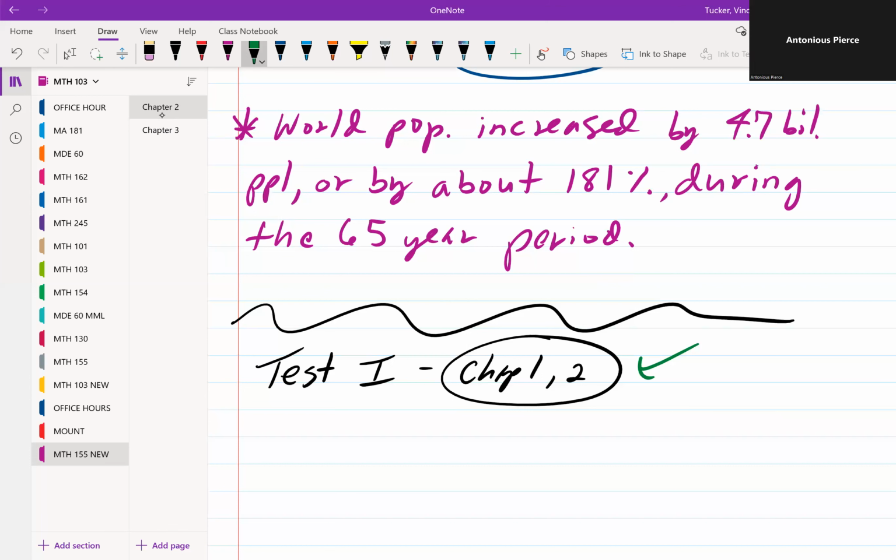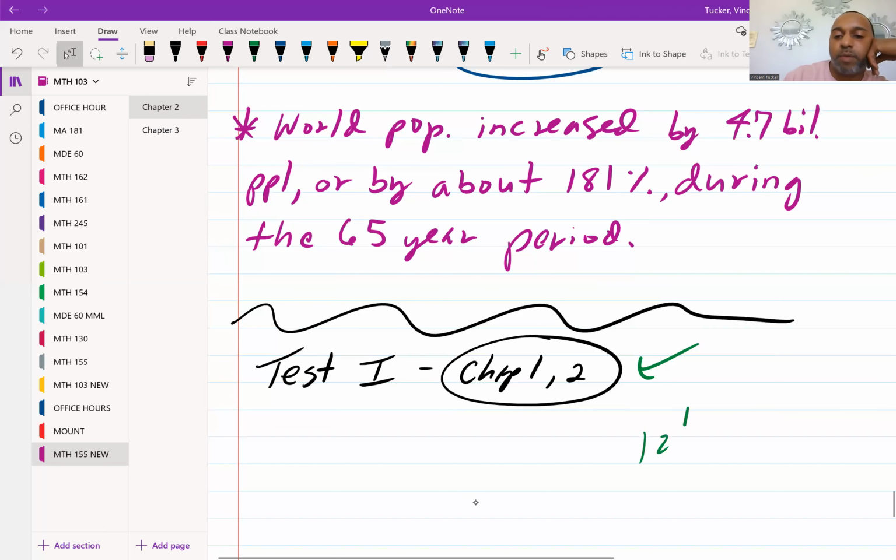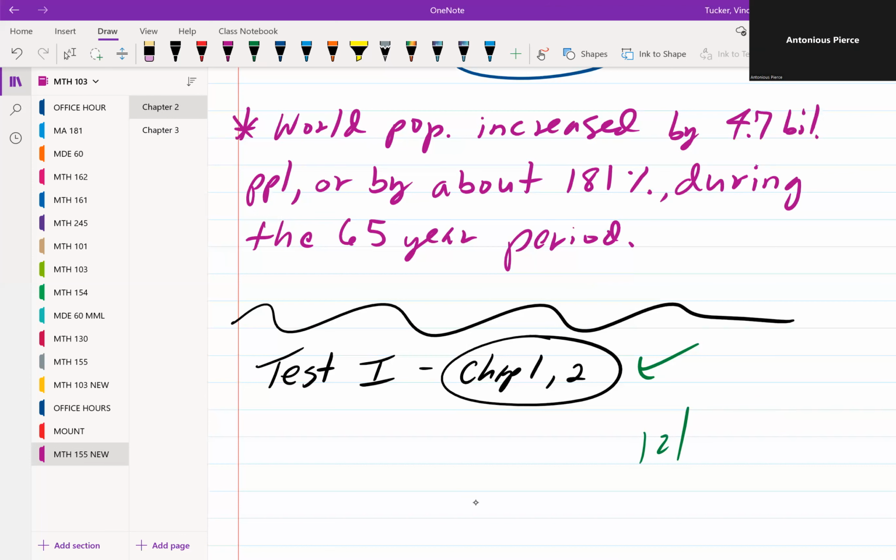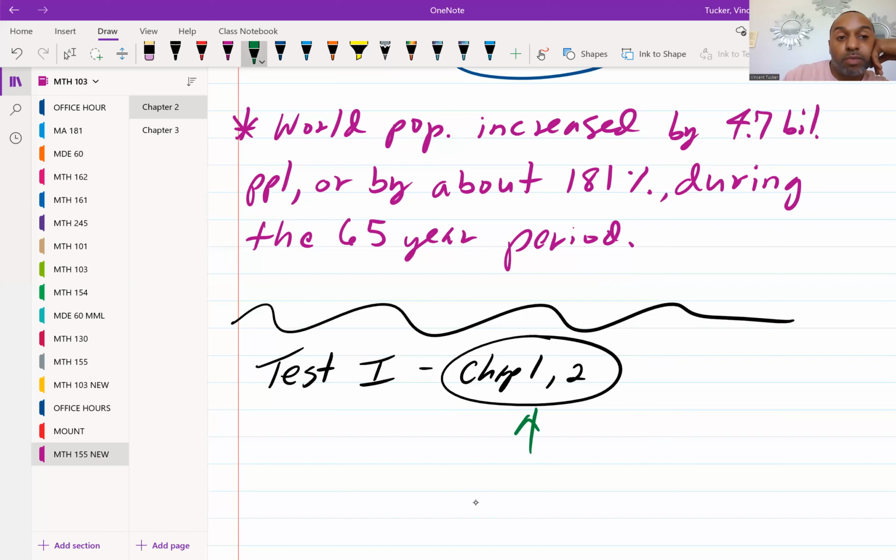When is it due? Everything posted in MyMathLab is due that December date, whether it's 12-2 or 12-9, something like that. It's in MyMathLab. And what's on the test again? Chapter 1, Chapter 2? That's all I said, Chapter 1, Chapter 2. Just definitions from Chapter 1 and Chapter 2? I said there may be calculations. I just need to go and create it and see.